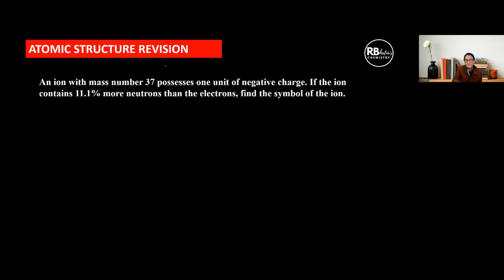So the next is an NCERT exercise question. This is the NCERT exercise question. An ion with mass number 37. Mass number 37 means number of neutrons plus protons is 37, possesses 1 unit of negative charge. Okay, 1 unit of negative charge means the number of electrons is more than the number of protons.